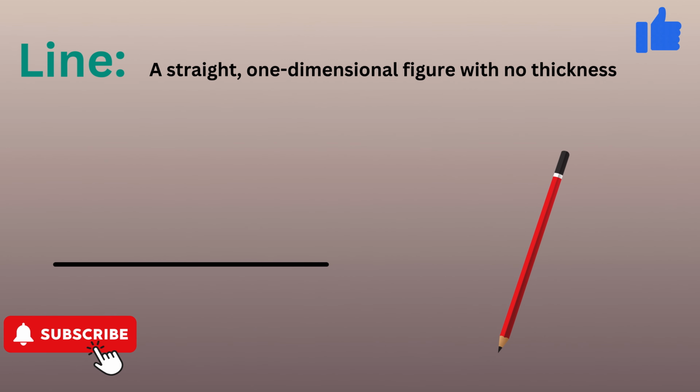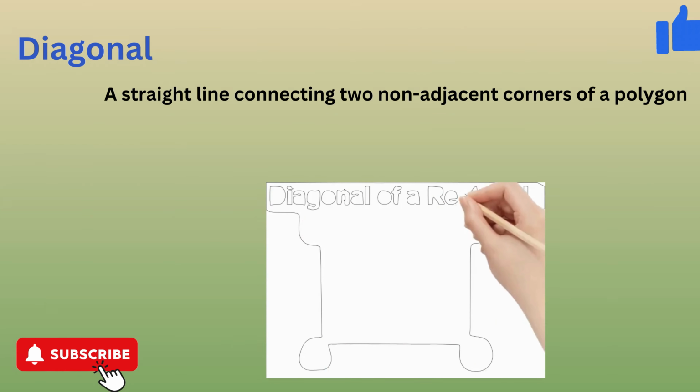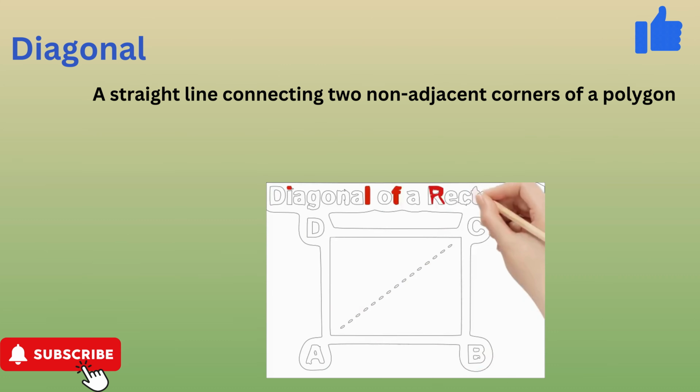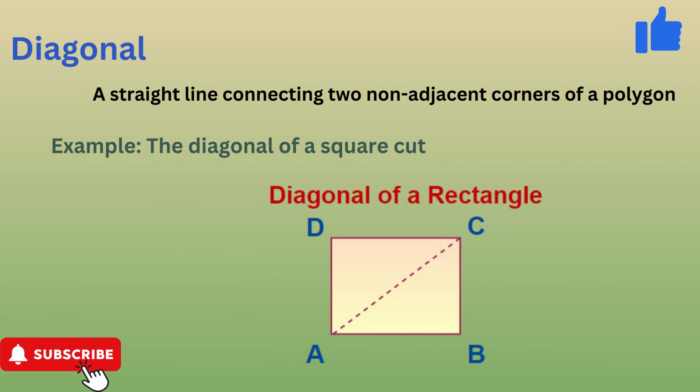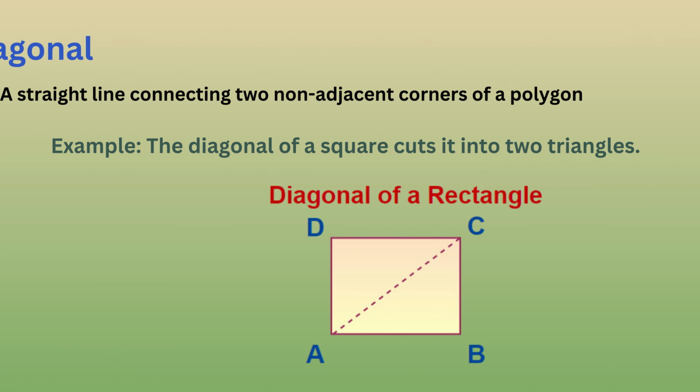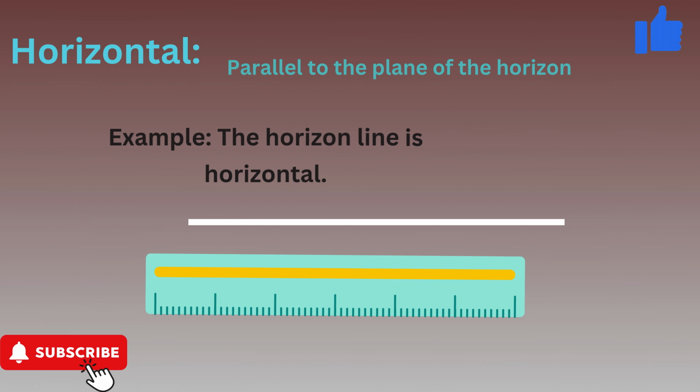4. Line. A straight one-dimensional figure that has no thickness and extends infinitely. Example. Draw a straight line between 2 points. 5. Diagonal. A straight line connecting two non-adjacent corners of a polygon. Example. The diagonal of a square cuts it into 2 triangles. 6. Horizontal. Parallel to the plane of the horizon. Example. The horizon line is horizontal.